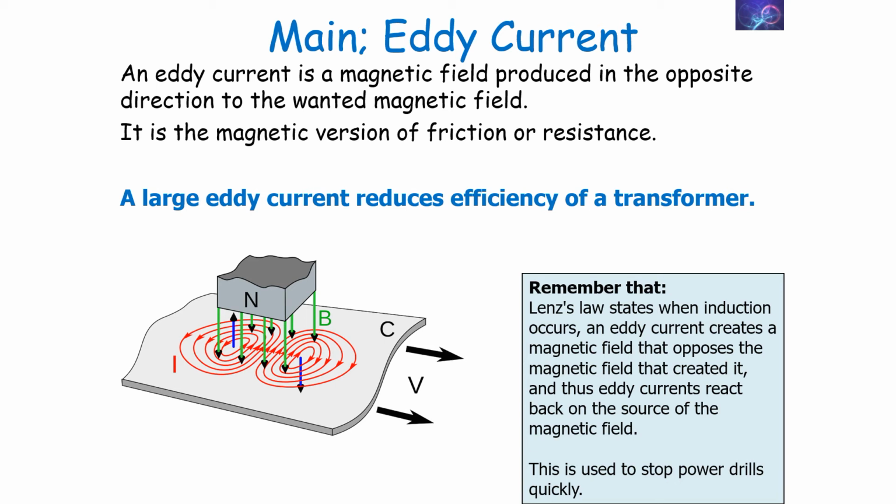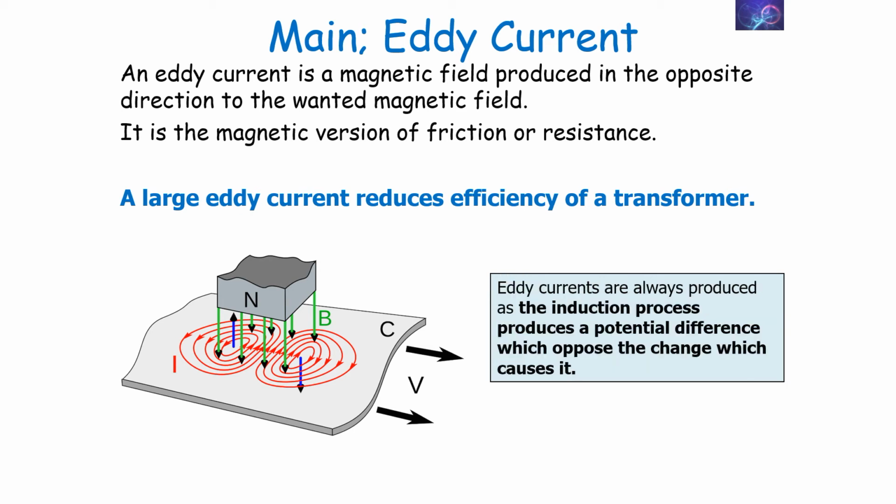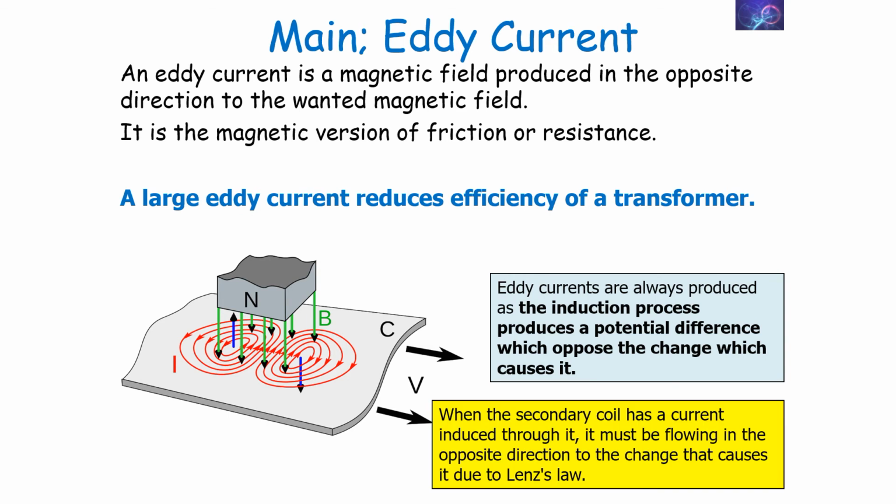Now, this occurs because Lenz's law states that when the induction process occurs, a current creates a magnetic field that opposes the magnetic field that created it, and thus the eddy current reacts back on the source of the magnetic field. And we can actually use this in many particular applications, such as stopping power drills quickly. So eddy currents are always produced as the induction process produces a potential difference which opposes the change which causes it. So when the secondary coil has a current induced through it, it must be flowing in the opposite direction to the change that causes it due to Lenz's law.